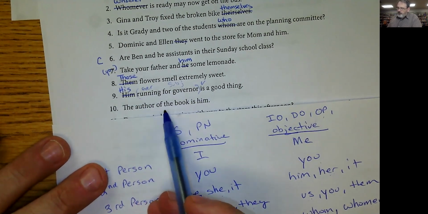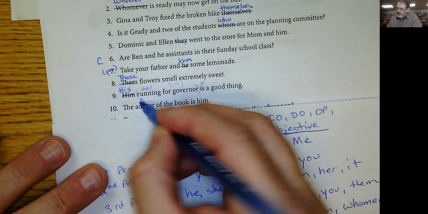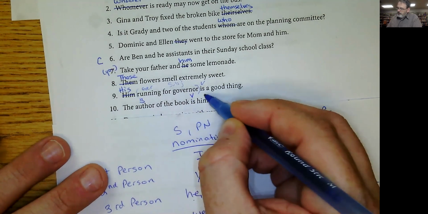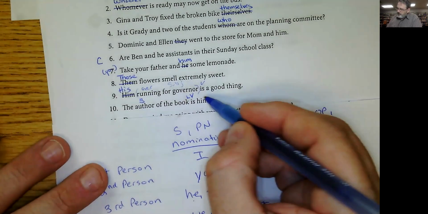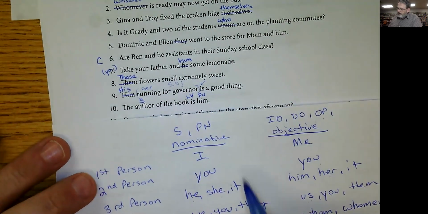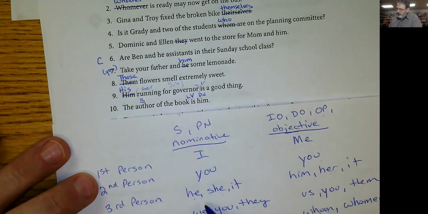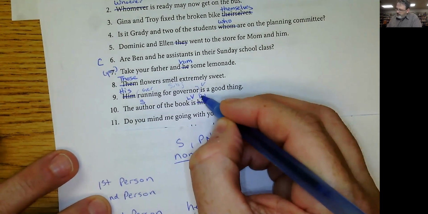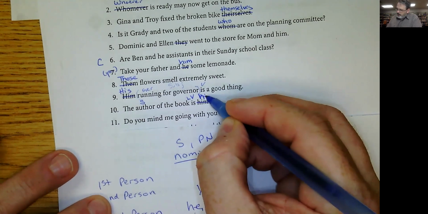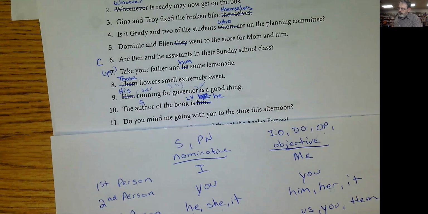Number 10, the author of the book is him. Okay, author is the subject, is the verb. This is a predicate nominative because that's a linking verb, right? So this is a predicate nominative. Is him a nominative case pronoun, since predicate nominatives have to be nominative case? No, it's not subjective. So we've got to cross that out and put he. I'll write it over here. Okay? The author of the book is he.